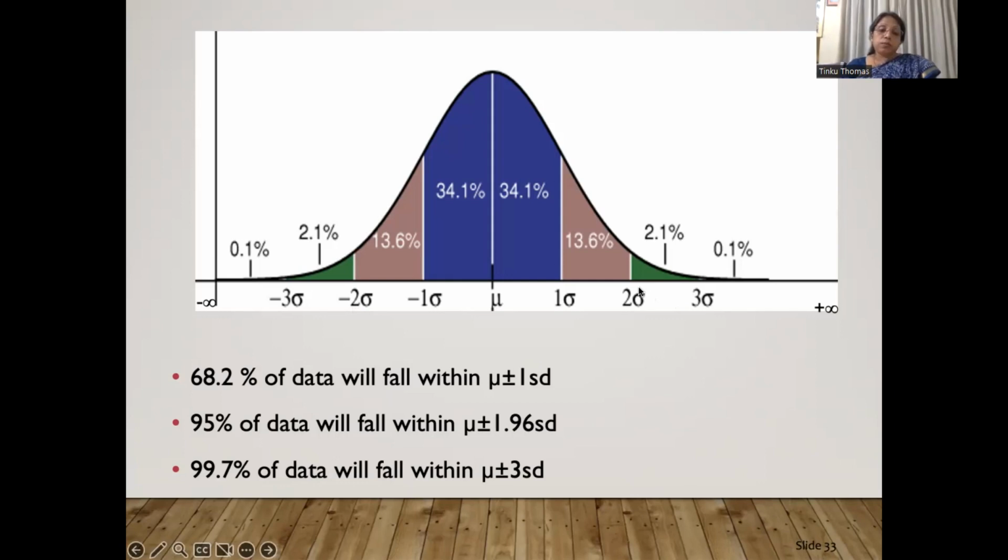So, 68% of the data would lie between mean plus or minus 1 SD. 95% of the data would lie between mean plus or minus 2 SD, and 99.7% of the data would lie between mean plus or minus 3 SD. Now, just keep in mind that when I said 2 SD, it's rounding up 1.96 SD to be exact. But for now, let's keep it as 2 SD.